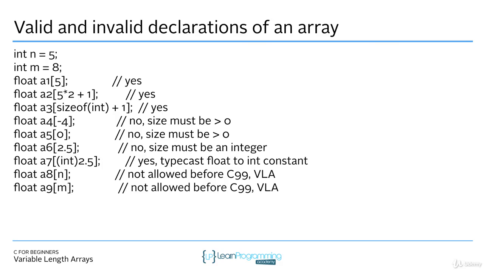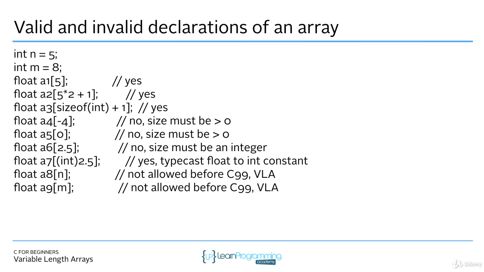Here are some valid sizes that you can apply when declaring an array. So we can declare two variables n and m, and then you see at the bottom, when we declare the float arrays, we can use those variables in the array size. And that was not allowed before C99, but now it is. And that's a VLA, variable length array, specifying a variable to be used inside of an array. It's not changing the size at runtime. There are other examples here of valid declarations of arrays as well that you may want to pay attention to.